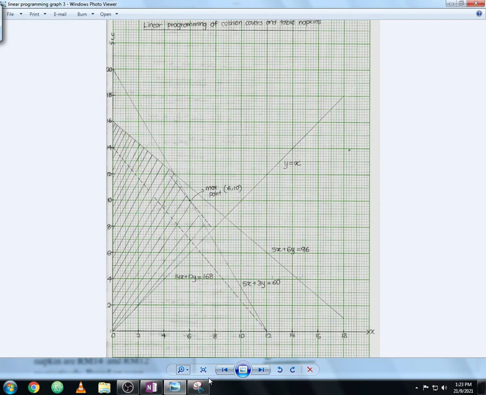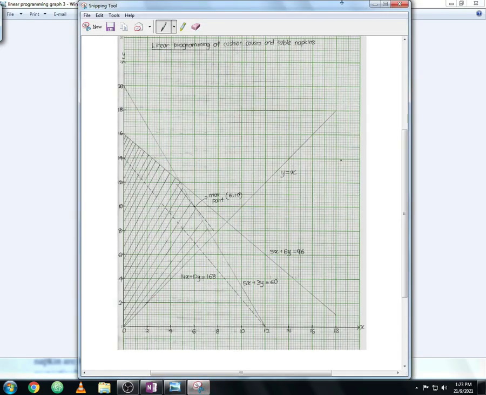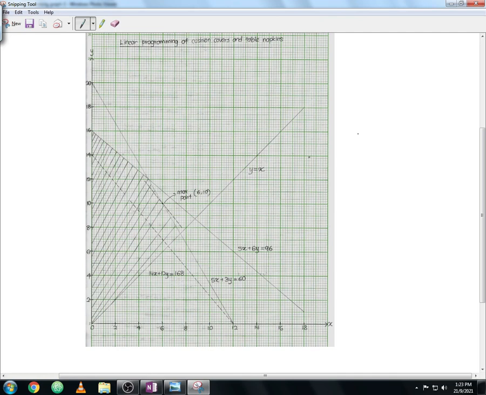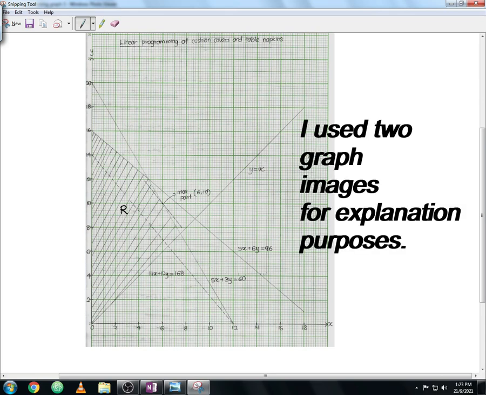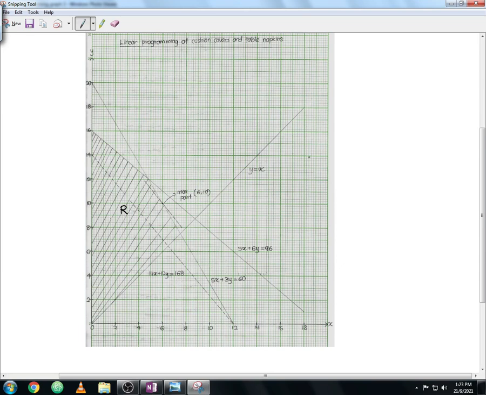Let me open another graph paper. This is the graph paper that I'm going to use to show you how to shade the region. By the way, I forgot to put the R over here, so you should put the R over here. From here, the first constraint mentioned is 5x plus 6y should be less than or equal to 96.